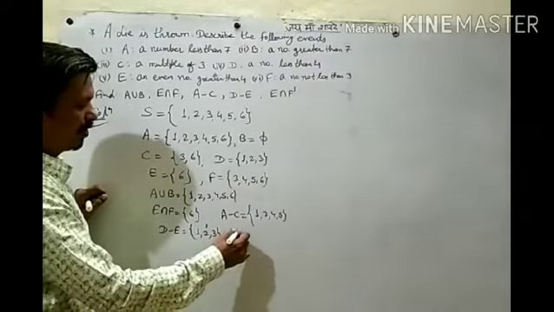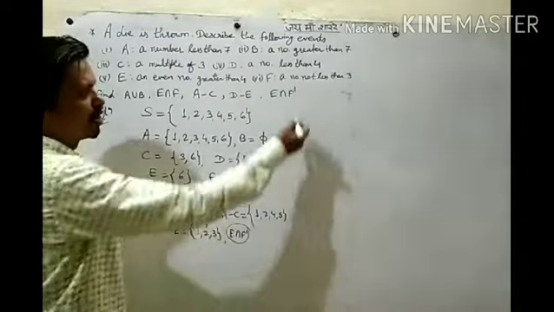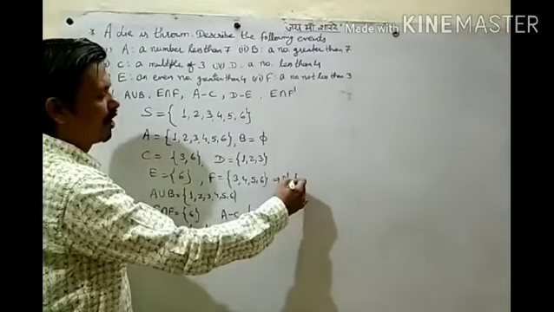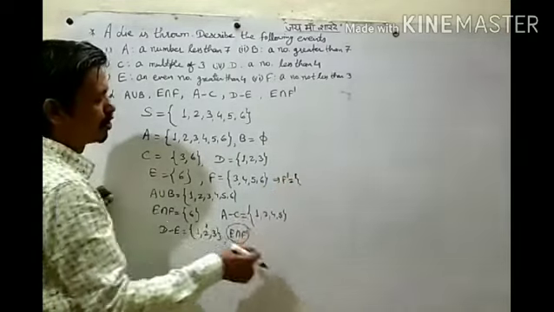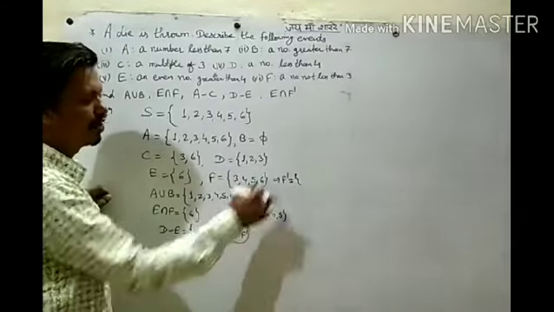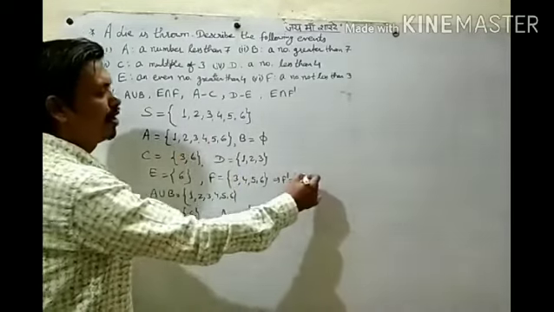Then E and F dash. First we need F dash. F is this. F dash means the complement of F. All the elements of S which are not in F will come in F dash. So 3, 4, 5, 6 are in F, and 1, 2 will be in F dash.